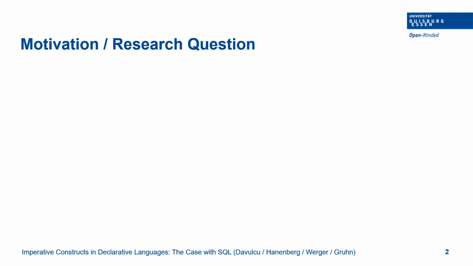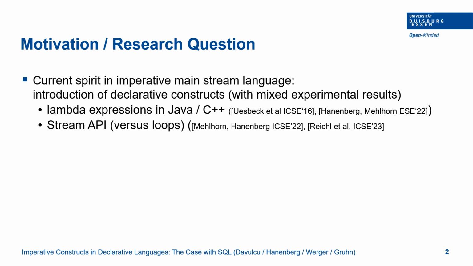So what was the motivation for our work and the resulting research question? What we see today is that in imperative languages, there's more and more the tendency to introduce declarative constructs. So just taking a look into Java and C++, you see the introduction of lambda expressions, and you see that APIs such as the Stream API can be used as an alternative to the traditional definition of loops, now in a more declarative style. And there are already some experiments available that show the pros and cons for the introduction of such constructs in imperative languages.